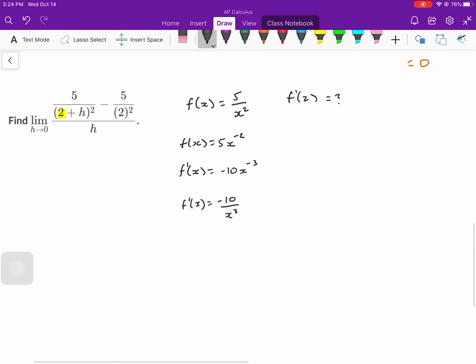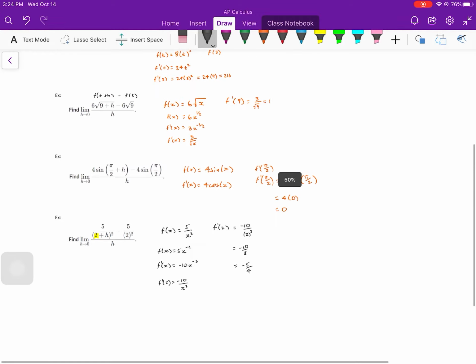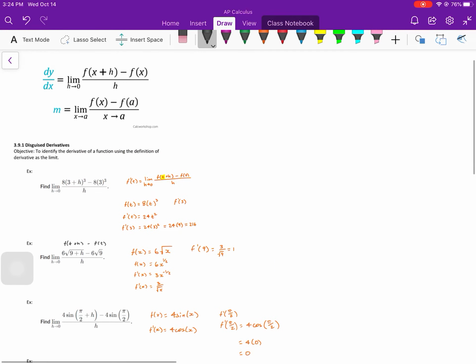So what is f prime of 2? f prime of 2 is going to be negative 10 over 2 cubed. Negative 10 over 8. Simplifying is optional unless it's multiple choice. That would be negative 5 over 4. And that's disguised derivative. So you have to just look through the function and figure out, hey, how does it fit this mold here? What's your function? Take the derivative using the shortcut so you don't have to go through the long way, and then evaluate it.